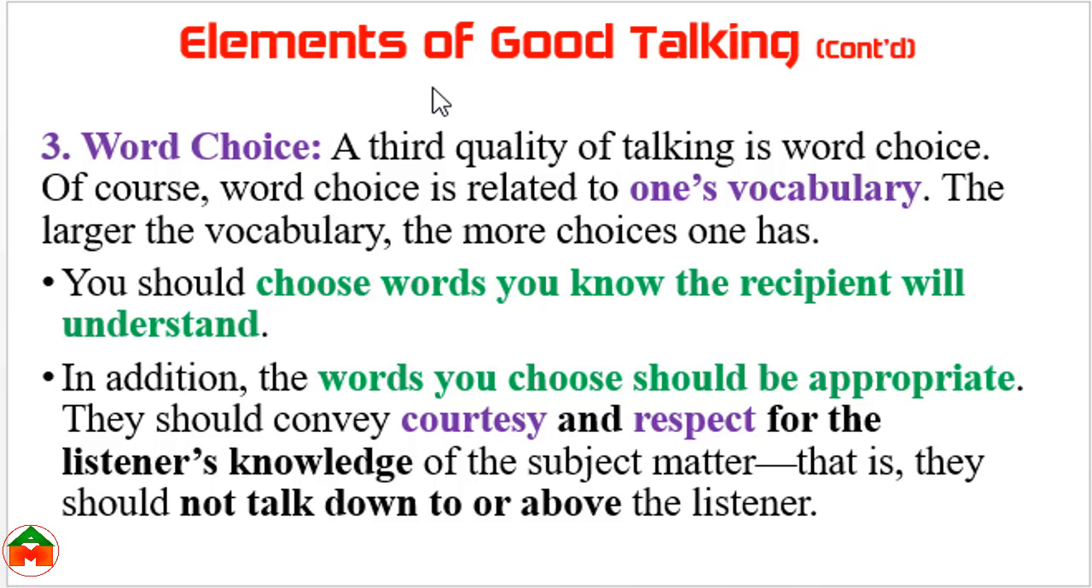The third element of good talking is word choice. Word choice means one's vocabulary. As a speaker, we have to choose words which are familiar to the recipient so that they can understand it very well. The words you choose should be appropriate so that you can maintain courtesy and respect to the listener's knowledge. As a speaker, you should not talk down to or above the listener.